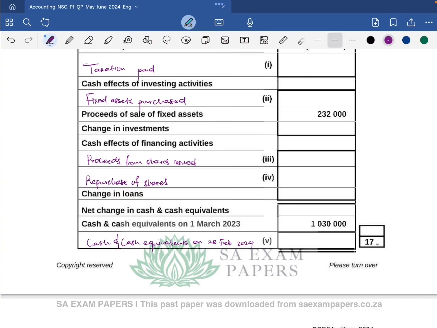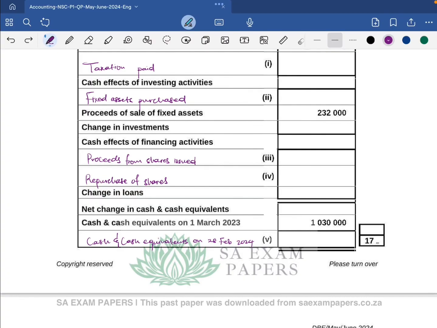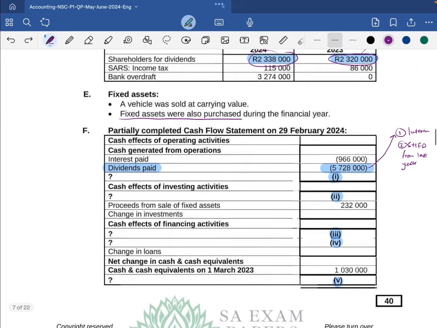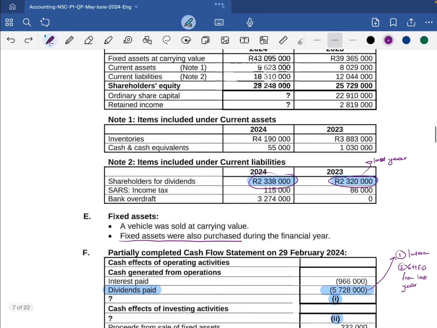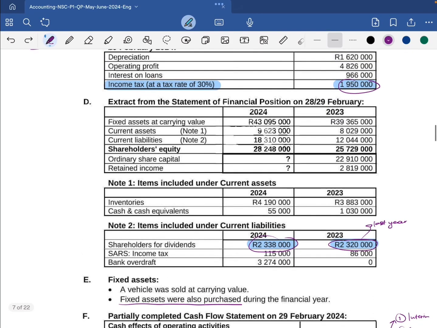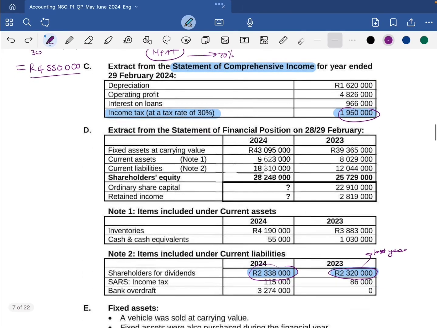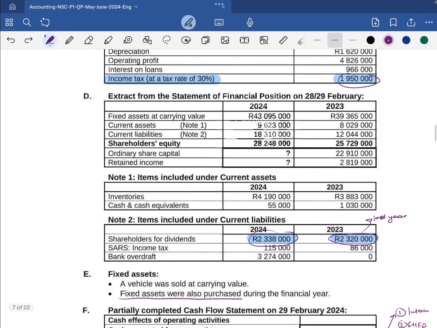Right, now we'll shortly get to the amounts. We're going to start with our taxation paid. For our taxation paid, we're going to get guidance from information D, which is our extract from the statement of financial position. And we're also going to have the income tax that we used in the statement of comprehensive income, information C. And we have an amount here of 86,000.